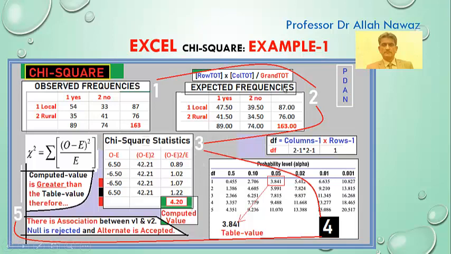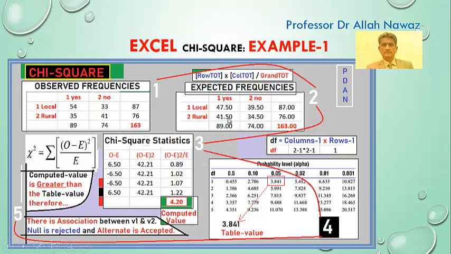Expected frequencies are computed using a simple formula, and that is row total, like this 87, and column total, like this 89 and 74. So there are two row totals, 87 and 76, multiplied by each other and then divided by the grand total, and that is 163, the sample size n. Using this formula we first computed the expected frequency of 54, where the formula used was 87 multiplied by 89 divided by 163, and it gives the result of 47.5.